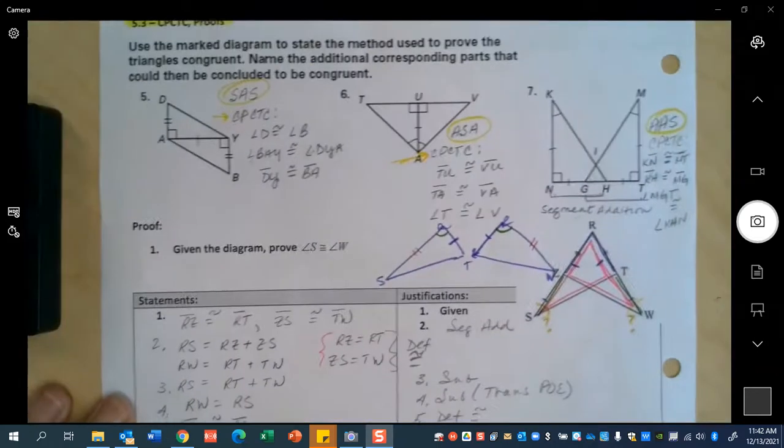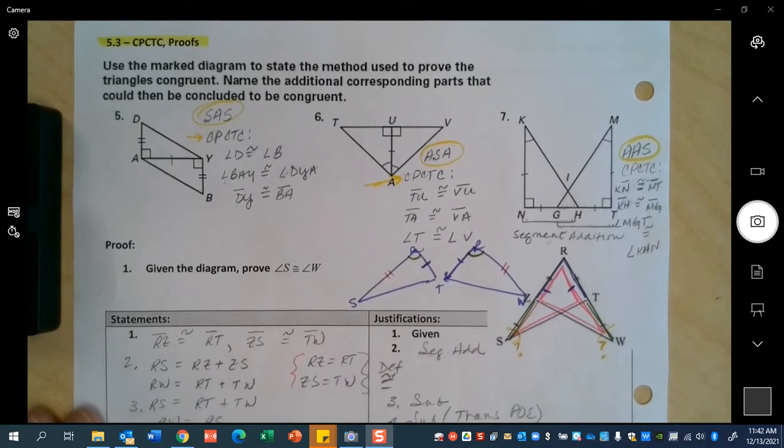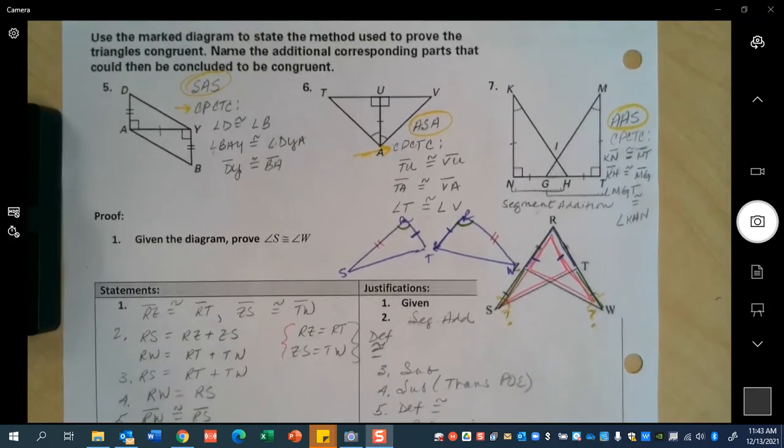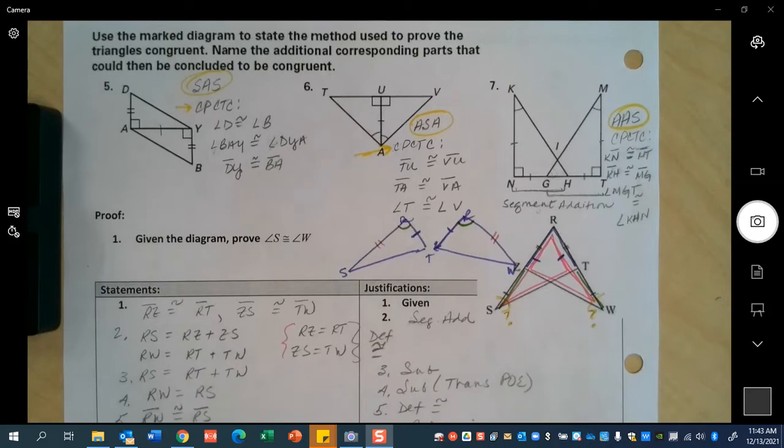All right, proofs, ready? So for 5, 6, and 7, I went ahead and said, hey, these are congruent by this justification. Side angle side for 5, angle side angle for 6, angle angle side for 7. But all of that information that's not given to me, I totally now get because of CPCTC. So I get angle D and B. I didn't have it before, but now once I prove the triangles are congruent, now I have it.